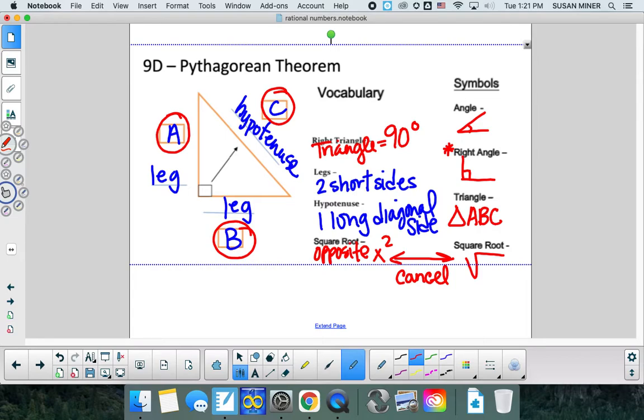I'm having so much trouble saying this. It doesn't matter which leg I label A or B. Those are interchangeable. However, the hypotenuse is almost always labeled C, and you'll see why in a minute. For now, if I'm going to label this triangle, we usually label it ABC, where C is the hypotenuse and A and B are the legs. Okay, so there's some vocabulary you can fill in your notes. If you need to, you can pause the video in order to complete your notes.